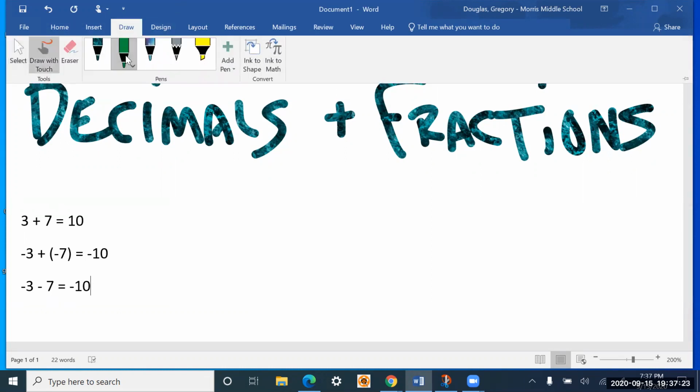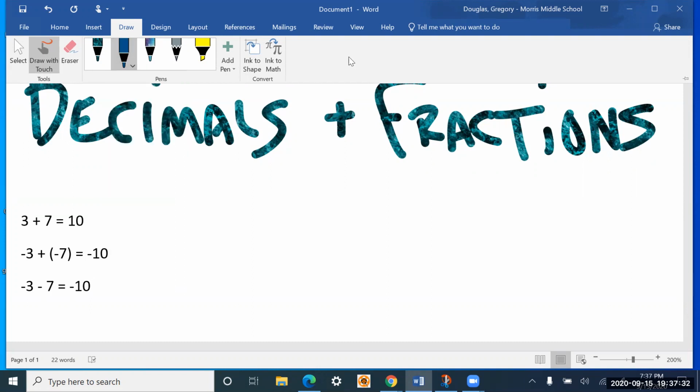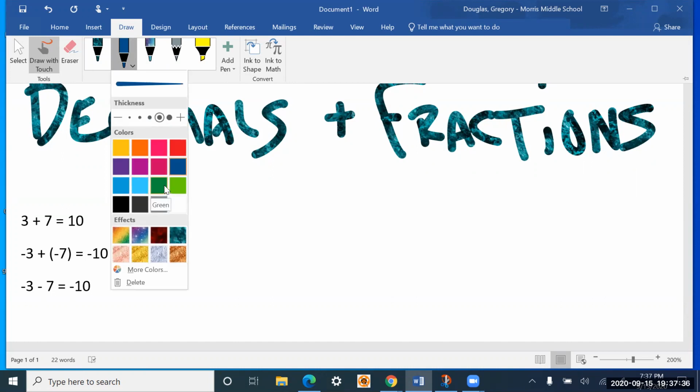Let's go with blue. Okay, let's go a little smaller so we can see it. All right. Well, actually I wanted to go green for a reason. That's why I had that there. I'm sorry, I forgot.